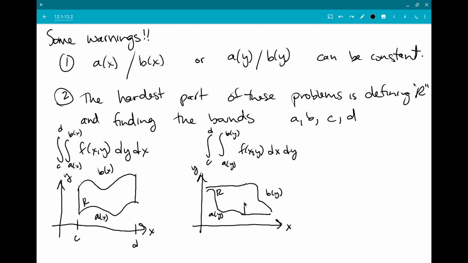And then going from bottom to top, up and down, gives you your C and D. Lower bound for y is the lowest on the picture. Upper bound for y is the highest part of the picture. And now those C and D are constant numbers along the y-axis instead.